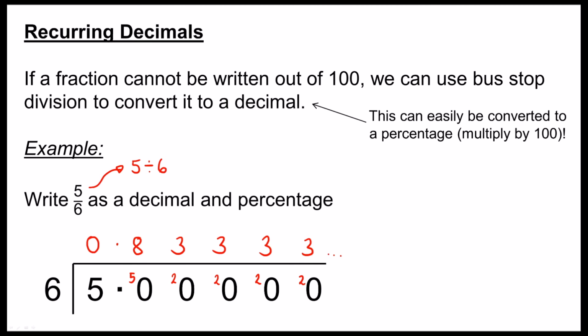Using my notation, I know that I can write the decimal as 0.8, which is the fixed value, with a dot above the 3, which is the repeating part. To get this as a percentage, I need to multiply by 100, and that would give me 83.3 recurring. So I can write this as 83.3 with the dot above it, and obviously my percentage sign.